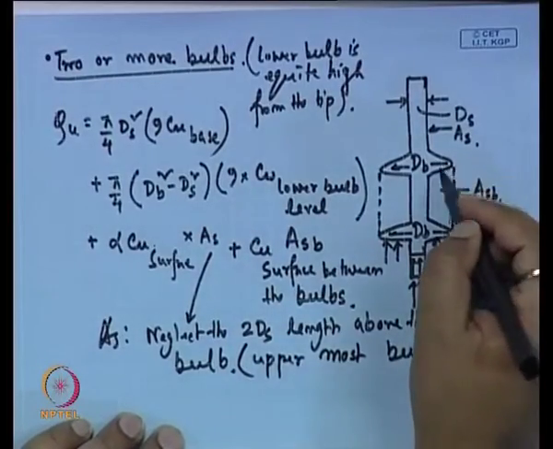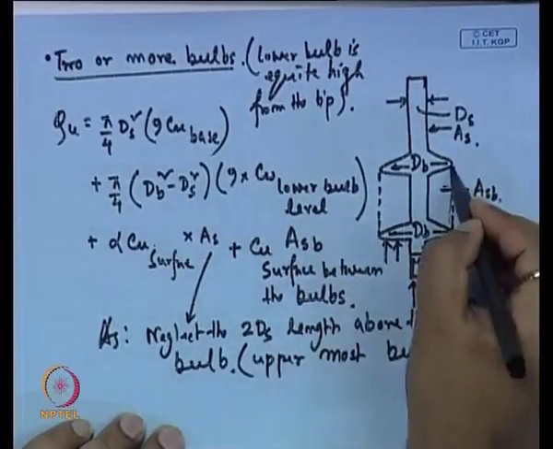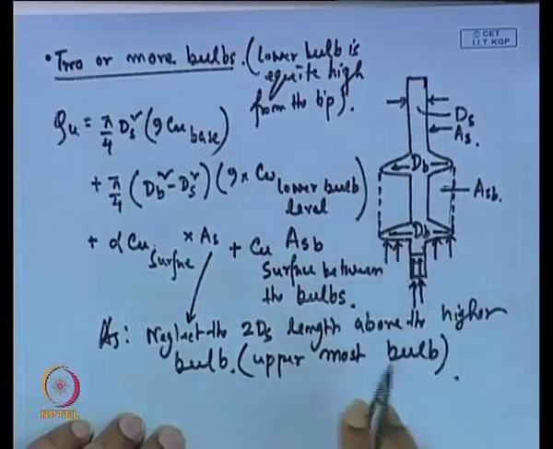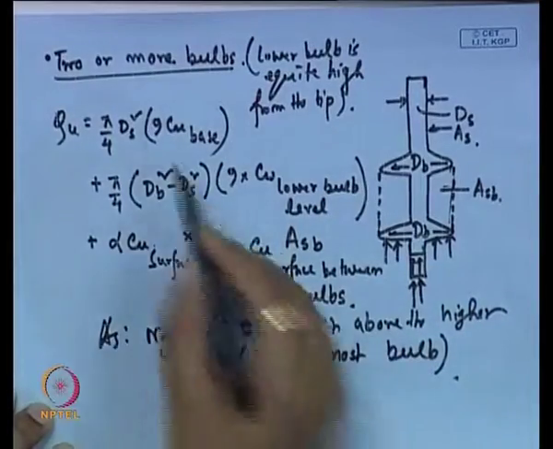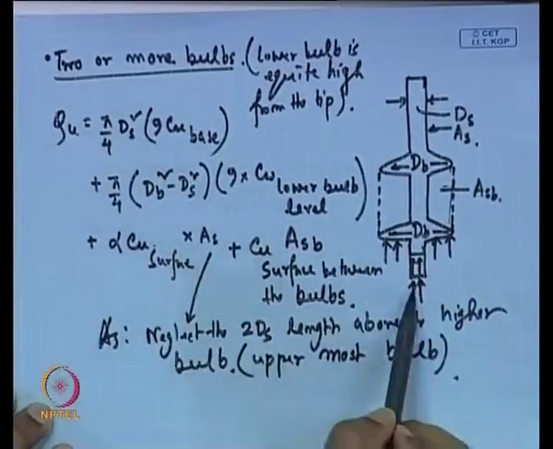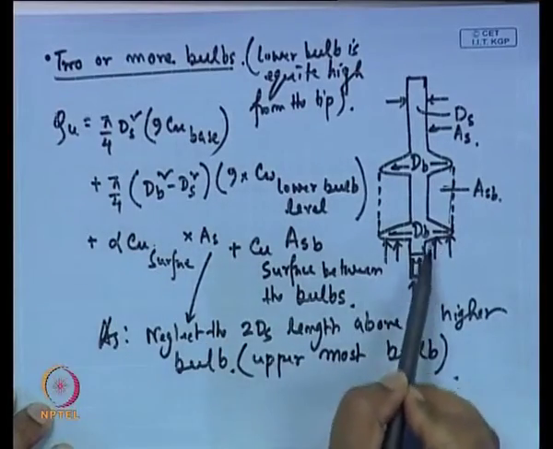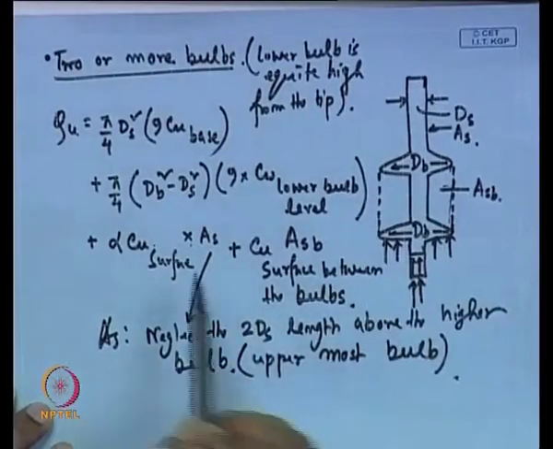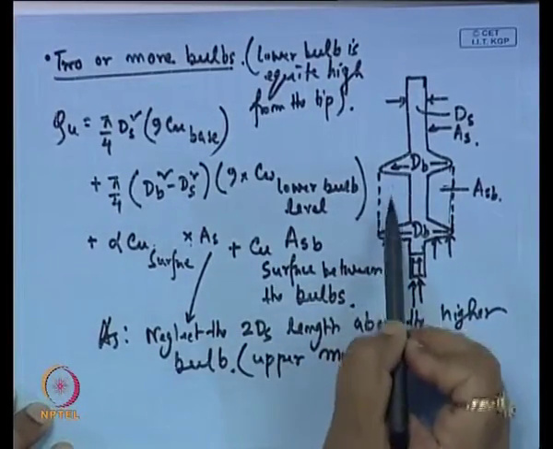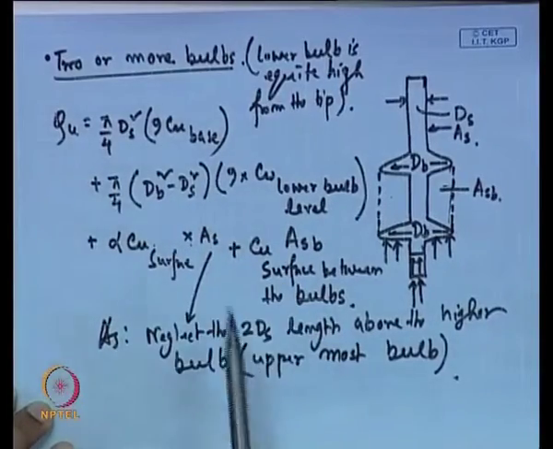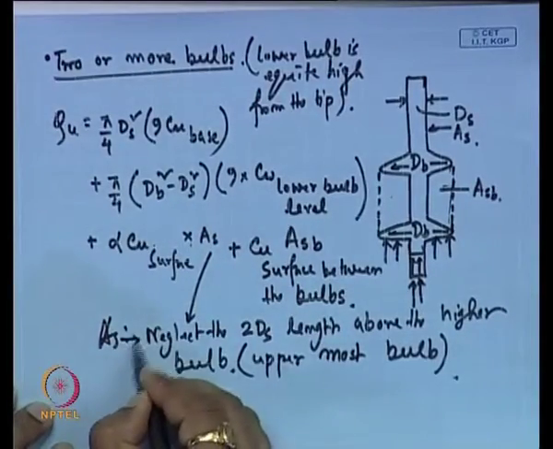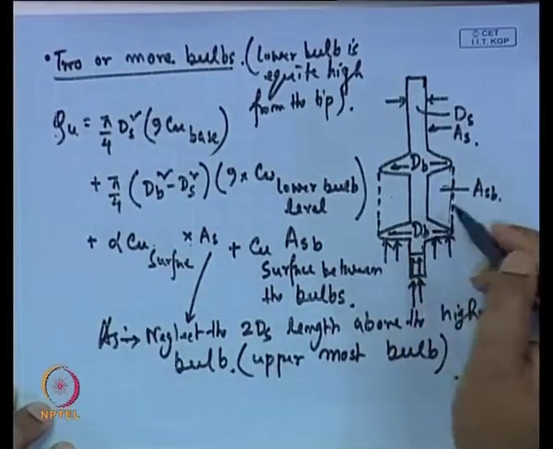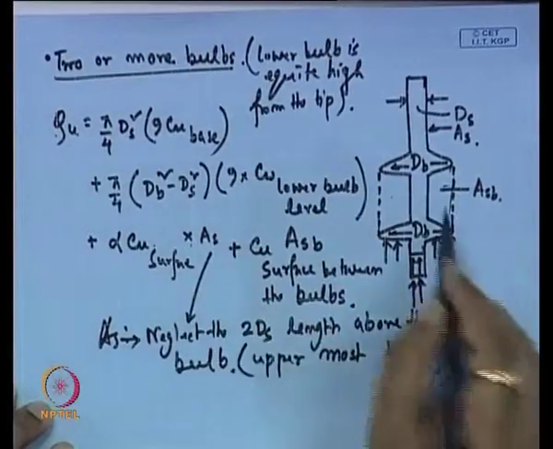And this resistance ASB we are getting between the two bulbs, and then we get the tip resistance and from this enlarged base resistance. So, this is the total 4 parts: one is from the tip, one is the enlarged base resistance, one is the shaft resistance above the uppermost bulb, and another is the shaft resistance between the two bulbs. These 4 parts we get when we calculate the ultimate load carrying capacity of the under-reamed pile for 2 or more bulbs in this type of arrangement.